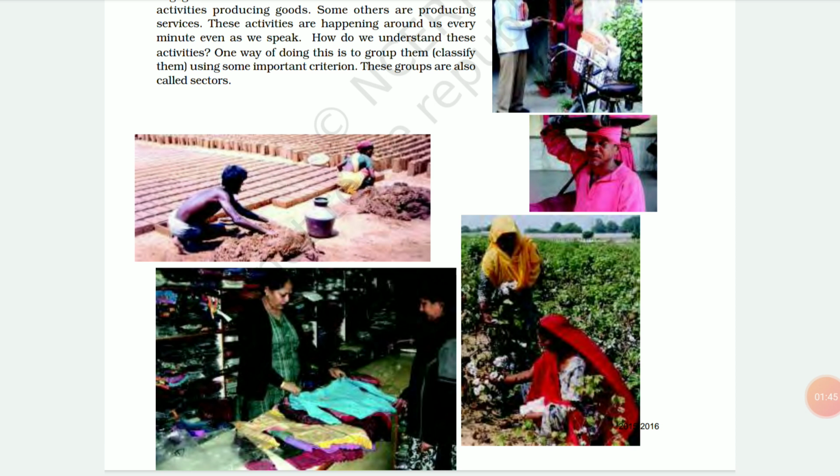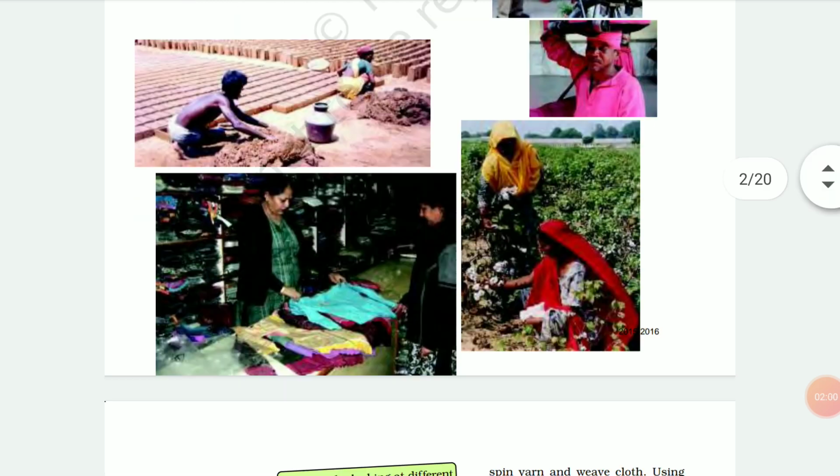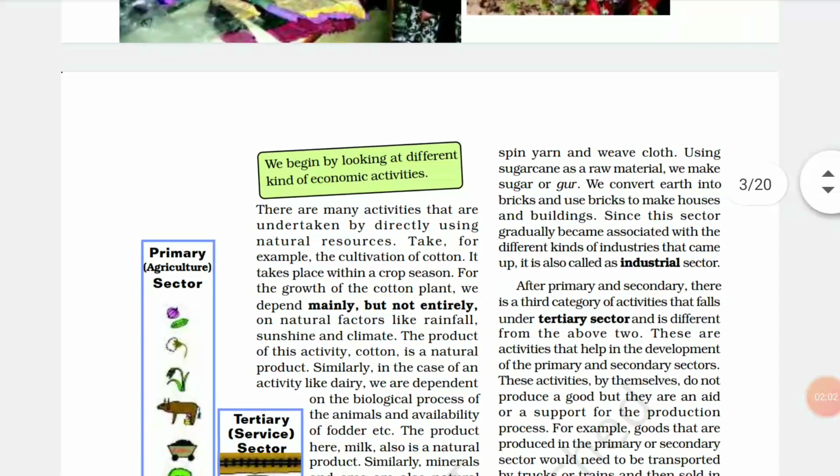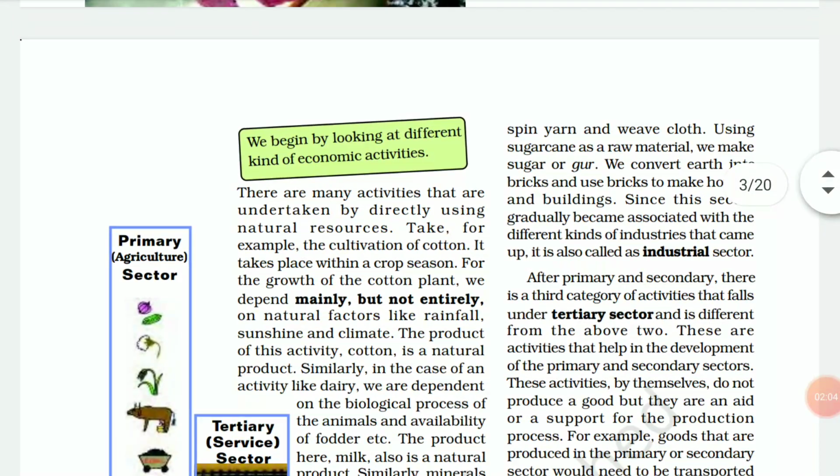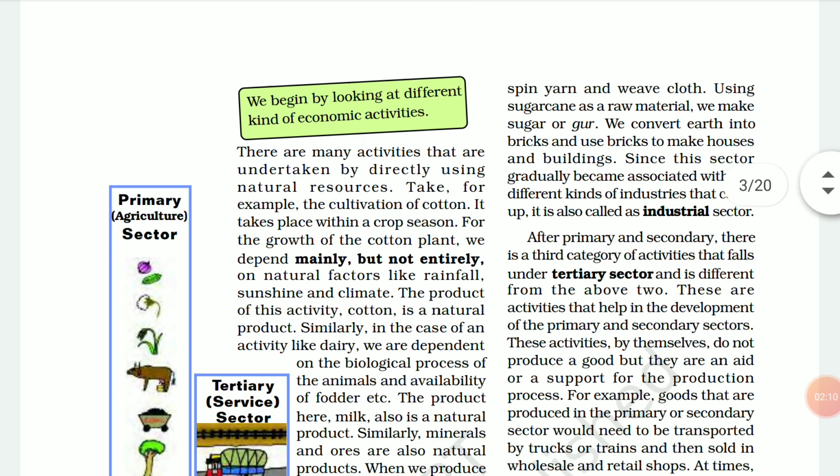Like if you talk about a potter, a doctor, a teacher, in these professions you provide service, you do not provide them goods. But if you talk about a retailer, a shopkeeper, a vegetable vendor, they provide you with goods. So economic activity includes both. Even if you are providing services or you are providing goods, it falls under the category of economic activity.